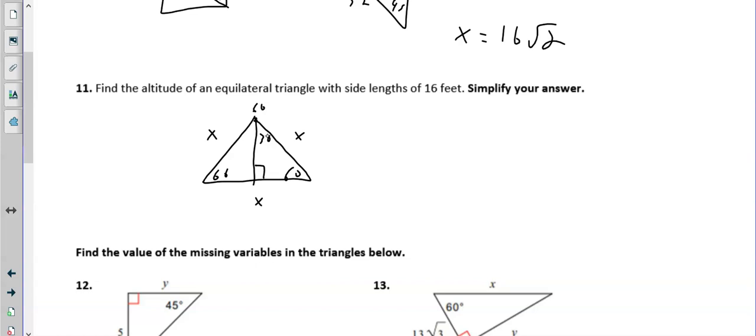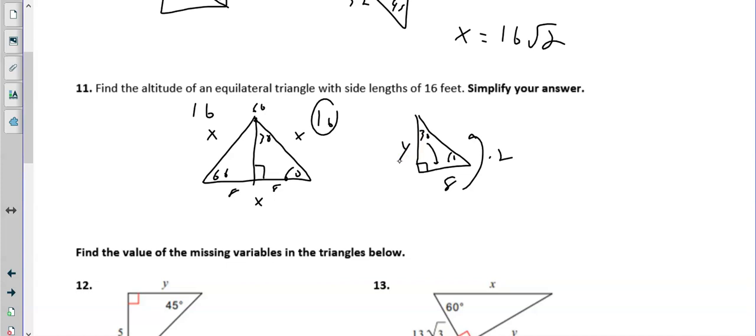It says with a side length of 16. So all of these are 16, but when I split this one, this is going to be 8 and 8. So let's come over here and just draw it separately. Here's my 30, here's my 60, here's my 90. This is 8. The nice thing is it's a small side. All right? Now, I already know this is 16, which, of course, if I multiply by 2, I'd get 16, but I already knew that. I'm trying to find this right here, the altitude.